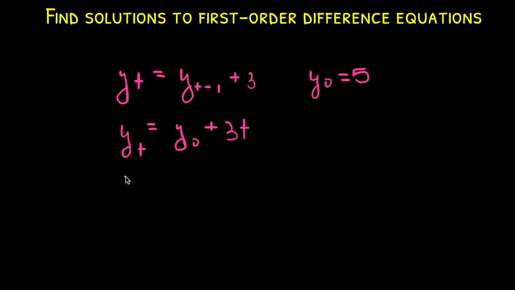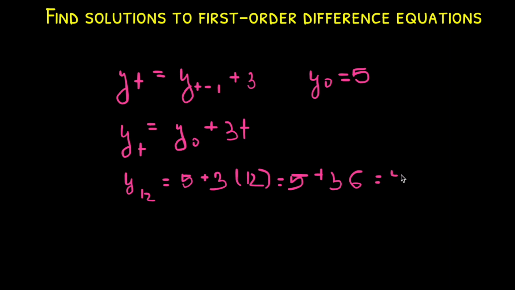Now we can find what yt stands for at any index t. Let's say we know that y0 is 5, and we want to find what y12 stands for. So we replace y0, which is 5, plus 3 times the index, which is 12, equal to 5 plus 36, equals 41. So y12 is 41.